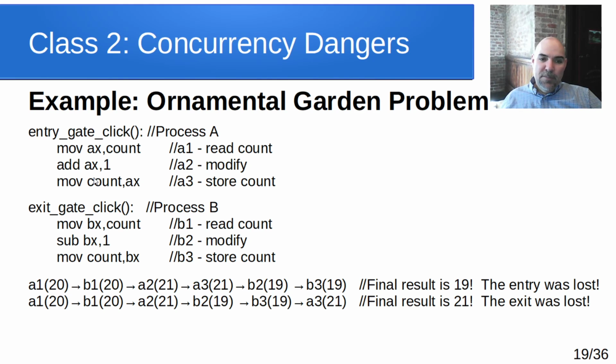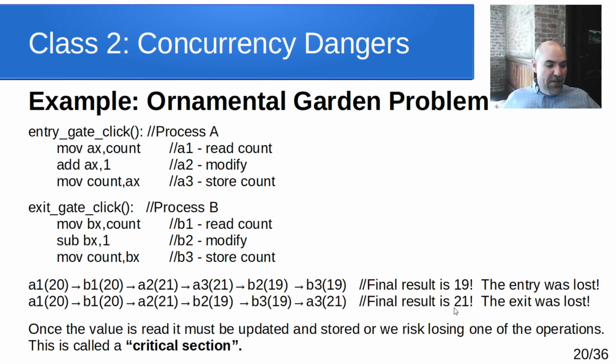But there's the possibility, because these are concurrent, that we end up with this corrupted thing and some of the entries get lost. So once the value is read, it's important that it's updated and then stored before another one reads it, or we risk losing one of the operations.